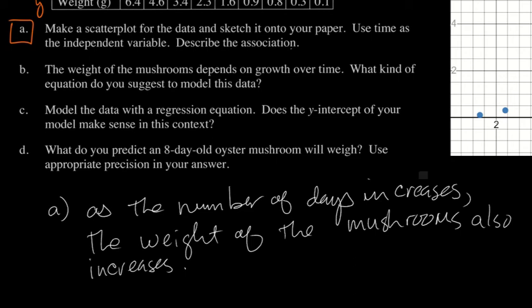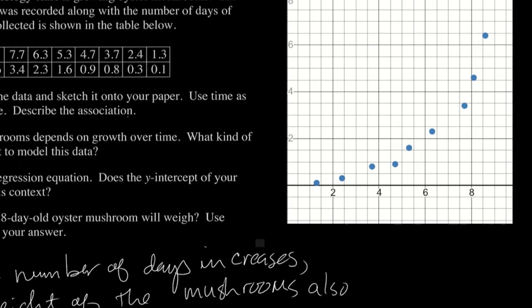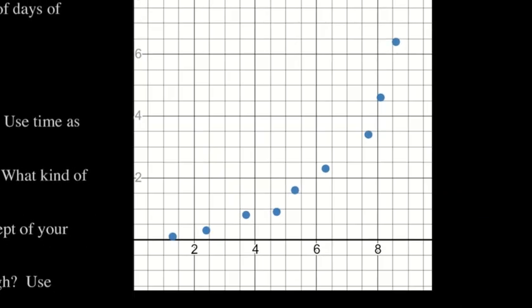Let's move on to part B. Part B says the weight of the mushrooms depends on growth over time. What kind of equation do you suggest to model this data? Well, when we look at this, it's pretty clear that this is not a linear situation. I could find the least squares regression line and it would put a line there, but that's not going to be an adequate model for this data. So we're looking at something that's exponential.